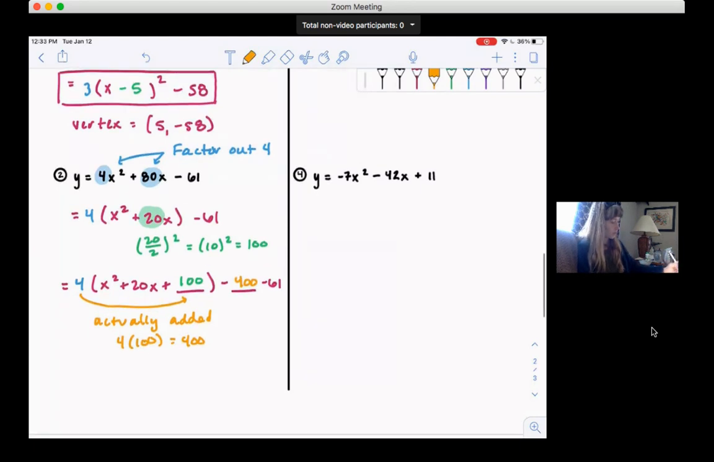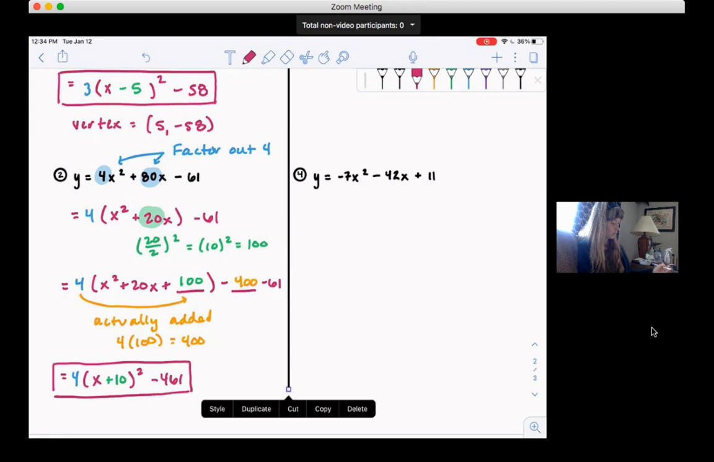And now finally, for our last step, we factor the perfect square that's inside the parentheses, and we combine our like terms outside the parentheses. So we're going to get 4 times a perfect square, so x plus or minus something squared, and it's our coefficient of x over 2, so 20 over 2 is plus 10. And then outside we have minus 400 minus 61, so minus 461. And there is vertex form for this function.